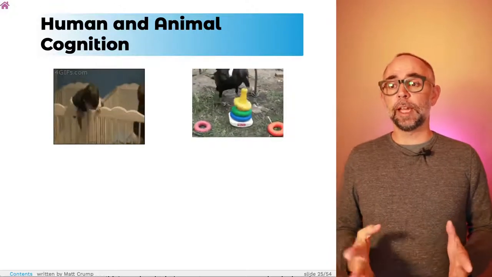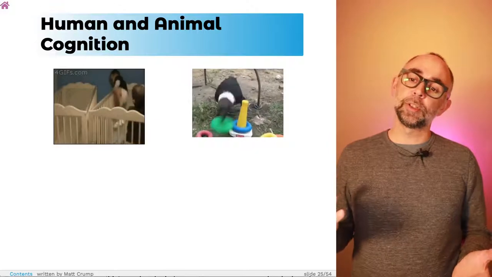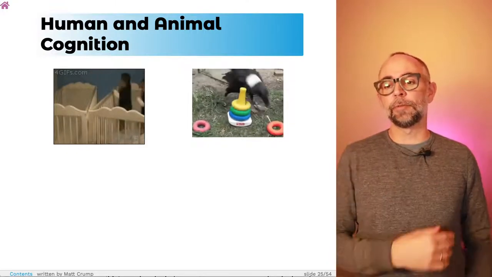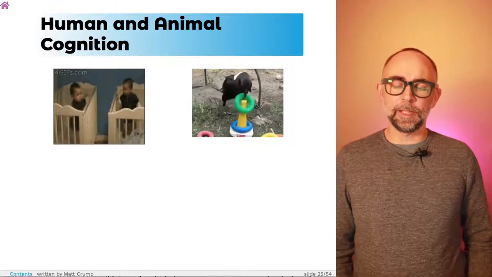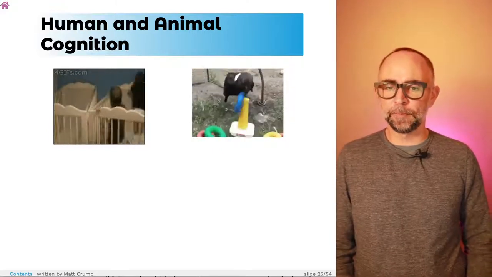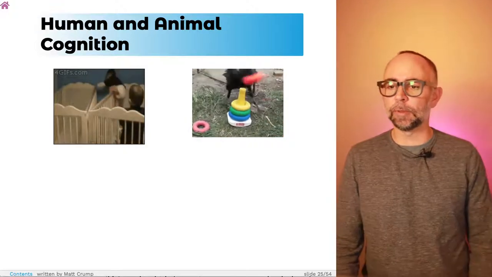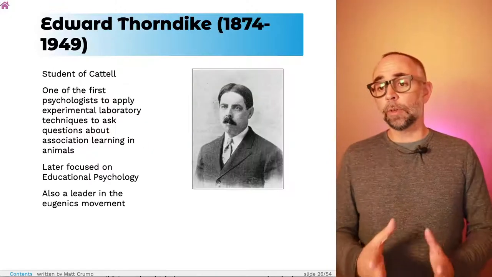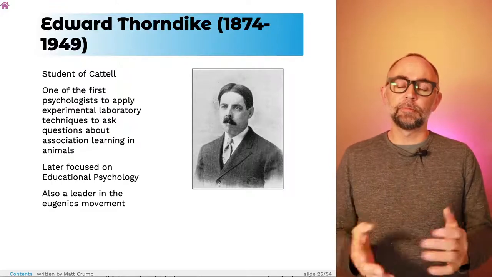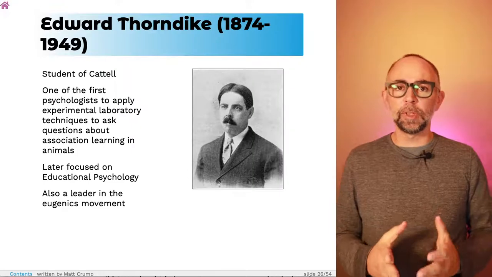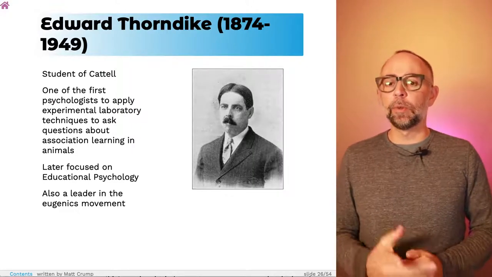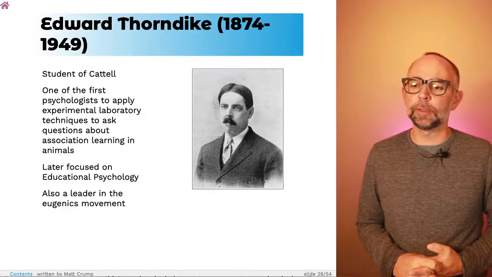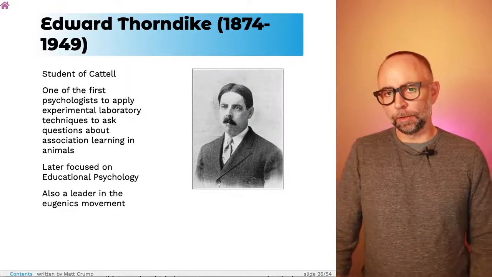So let's talk about human and animal cognition. I mean, humans are animals, and they have cognition, and animals are animals, and they have cognition. Here are two different kinds of animals doing stuff that makes us think, wow, how are they doing these things? This bird is pretty good at that tower problem, and those two kids are pretty good at getting out of their beds and playing around. So of course, human cognition has been a big area of research in psychology, but animal cognition is also a big area of research. Edward Thorndike, pictured here, was a student of Cattell, and he was one of the first psychologists to apply experimental lab techniques to ask questions about association learning in animals.